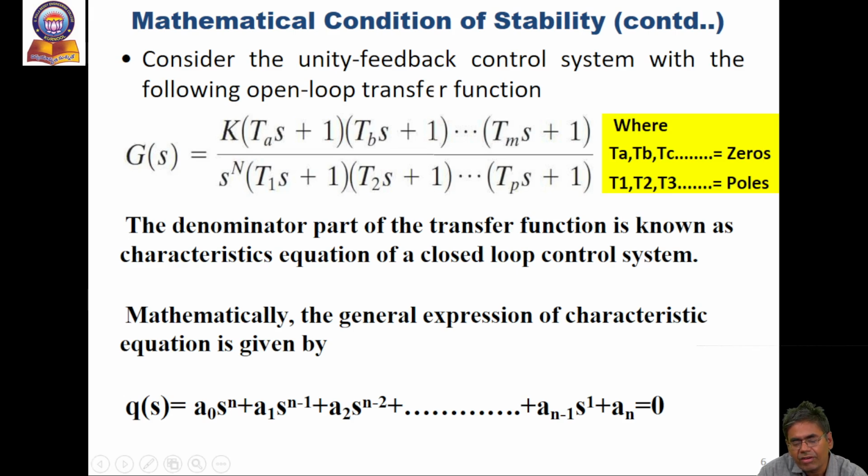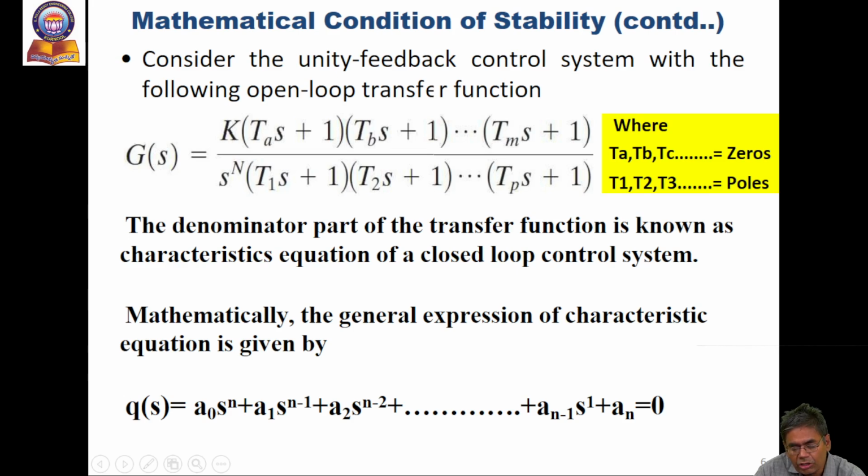Mathematical condition of stability: consider a unity feedback system with the following open loop transfer function. G(s) is the open loop transfer function, G(s) = K / [s(Ts+1)(TaS+1)(TbS+1)], where K is a gain constant.